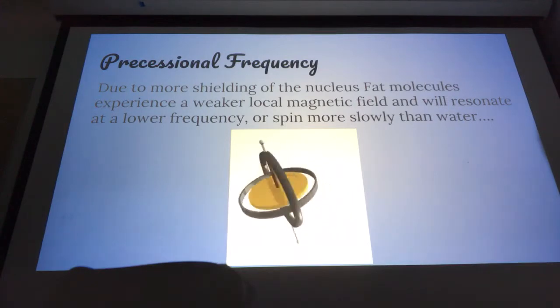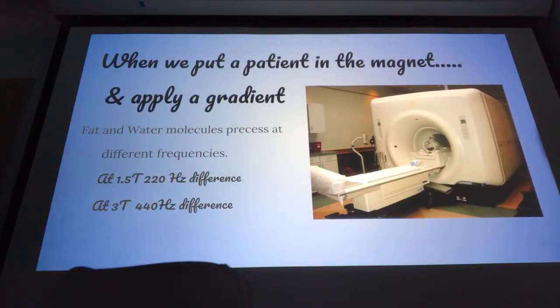And how does that affect precessional frequency? Due to more shielding of the nucleus, fat molecules experience a weaker local magnetic field, and they will resonate at a lower frequency or spin more slowly than water. So when we put a patient in the magnet and we apply a gradient, that difference between fat and water at a 1.5 Tesla scanner is 220 hertz, and at 3T it's about 440 hertz.